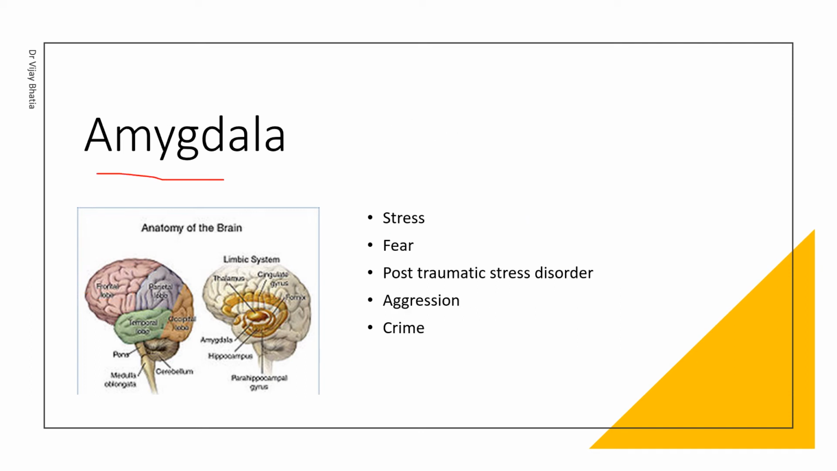The amygdala is affected by stress and fear, and can cause post-traumatic stress disorder. In post-traumatic stress disorder, it is believed that the amygdala is much larger in size. It can cause aggression and lead to crime and other things, causing anxiety. This is where the fear, fight, flight hormones are all located.